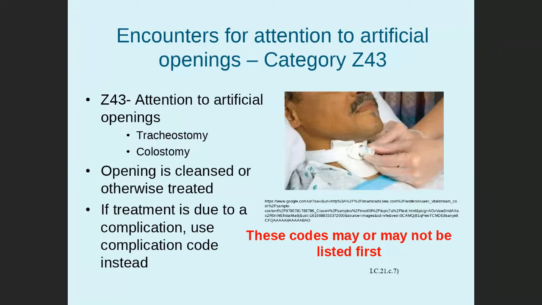Encounters for attention to artificial openings is Z43. This is an artificial opening surgically created during a previous encounter. Tracheostomy or colostomy are examples of this. During this visit, the provider cleans or checks the opening to make sure it's functioning correctly. If there is a complication of the opening, don't use this code. Use a code for the complication instead. So if it's a routine check, opening check, then it's Z43. Otherwise, do the code for the complication.